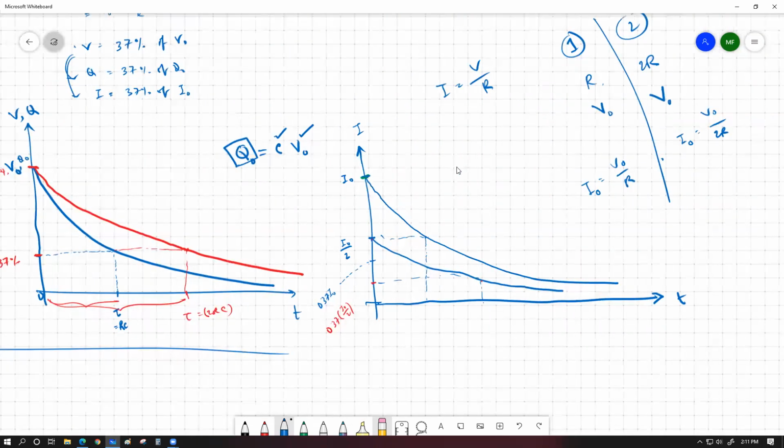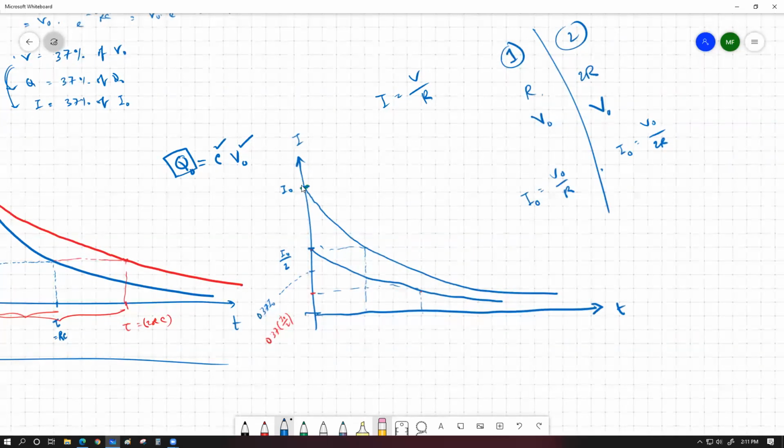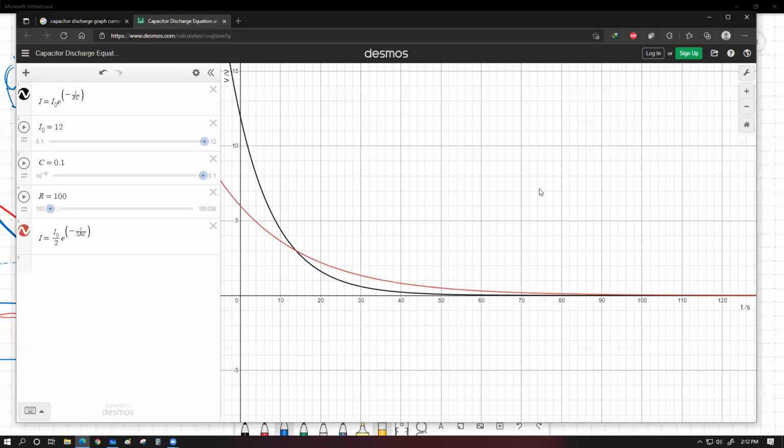In that case, the one with a smaller resistance is going to have a higher initial current, and the one with a bigger resistance is going to have a smaller initial current. However, the discharge rate is going to be slower for the bigger resistance, because the resistance is going to allow less current, so the charge is going to leave slowly. It starts from a smaller value, but it will go down significantly slower compared to the smaller resistance graph. And this is how the graph shape is going to look.